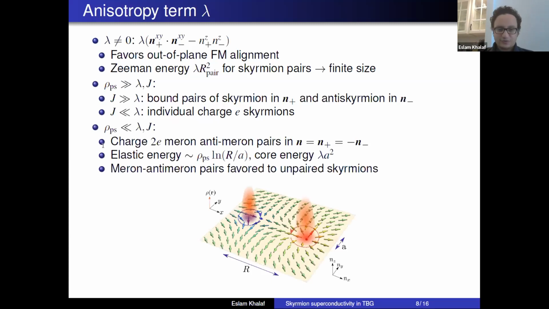There's another very interesting limit, which is when the pseudospin stiffness is smaller than these anisotropy terms. In this case, the topological texture could still represent a skyrmion, which means it's an object with topological charge. We are allowed to deform it in a way that maybe increases the elastic energy, but reduces some of the other energies. And one of the lowest charged excitations, the energetically most favorable excitation in this limit, becomes a meron-antimeron pair.